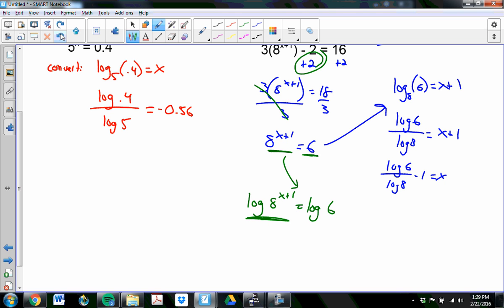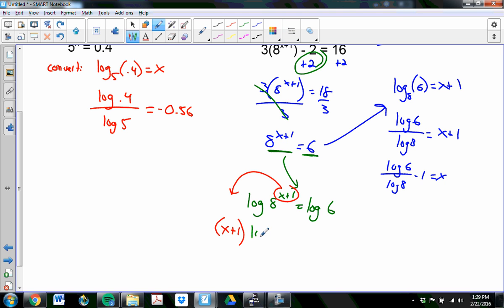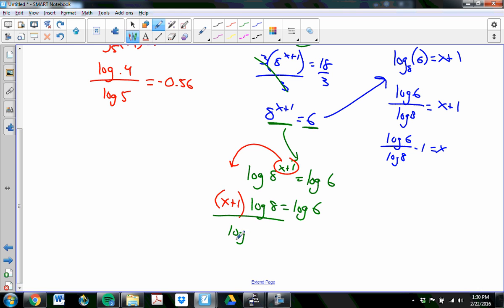And what's handy about this is we have that property of logs, the most useful property of logs really, that lets me take powers and pull them out in front. So this becomes (x plus 1) times log 8, and that equals log 6. Then the x plus 1 has to be in parentheses because you're multiplying the whole thing by that. So now I would solve. Divide both sides by log 8. Then you'd get x plus 1 equals log 6 over log 8.